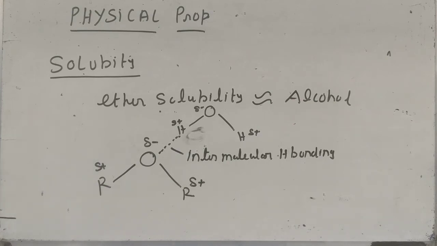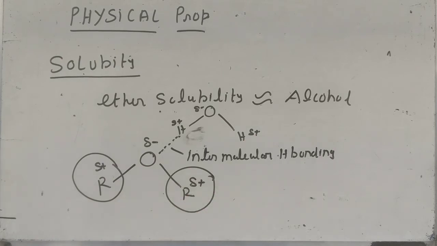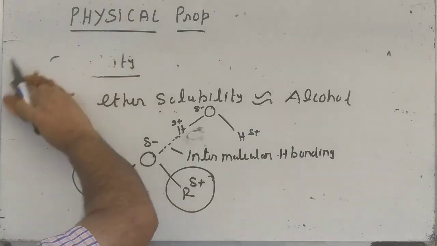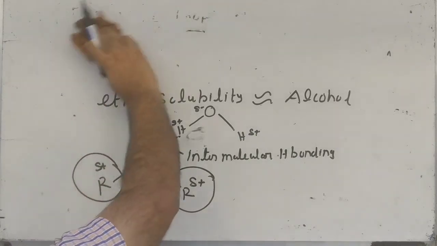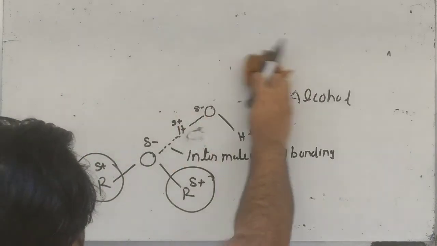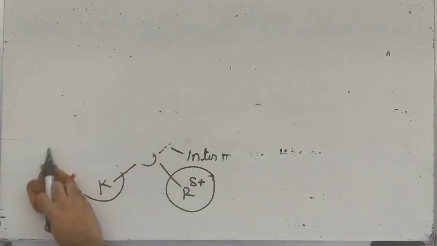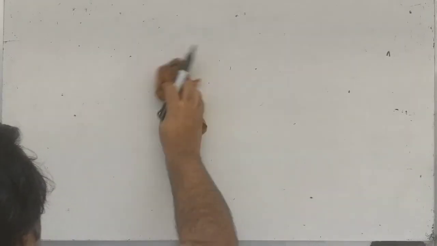Why does the water solubility decrease with an increase in the number of carbon atoms? Because the hydrocarbon part is non-polar. With an increase in the number of carbon atoms, the hydrocarbon part, the R part, the non-polar part increases or dominates. That's why solubility in polar solvents like water will decrease. It happens even in alcohols, because the non-polar part becomes bigger in size.